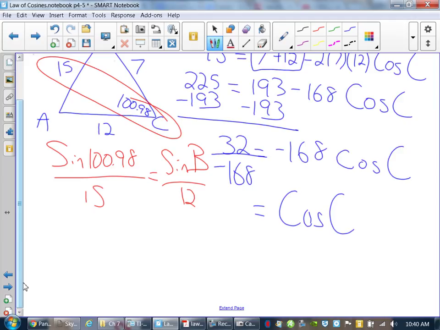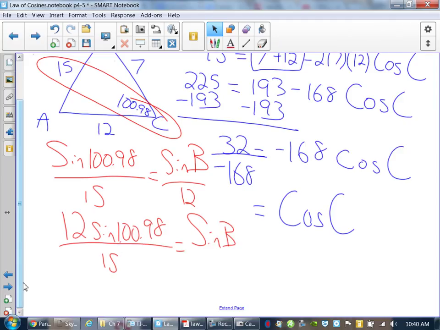Not in this case. Since I'm finding the angle, all I have to do is move the 12. Yeah, I meant that when you're finding the side, the 12 is usually on the bottom. Oh, I see what you're saying. If you have to find the side, then it's flip-flop. All you do is the 12 over. Yep, so then you'd write down 12 sine 100.98 over 15.